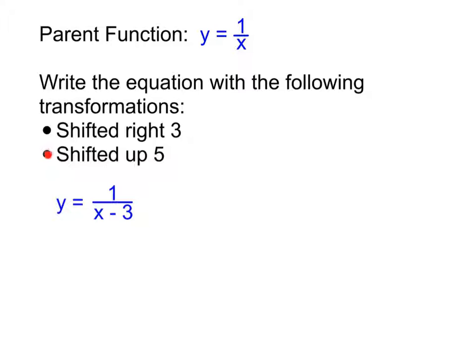All right, then next up, we're going to shift it up 5. Whenever we've shifted up 5 with previous functions, that's meant that we've just had a plus 5 hanging on the end. This is going to be no different. So we end up getting y equals 1 over x minus 3 plus 5, and that's the final answer. And in case you're curious, can it be simplified? No. There's no way that we could simplify that any further.